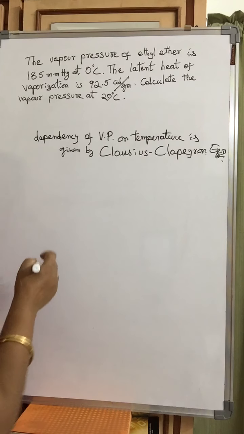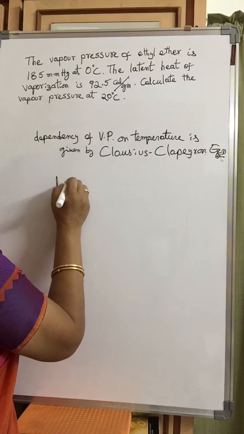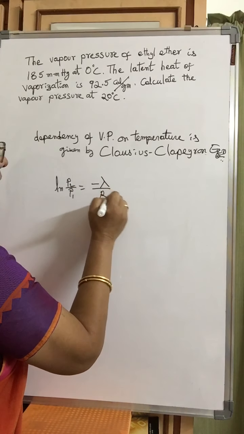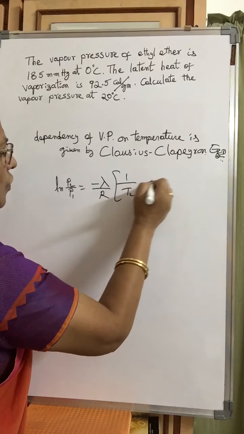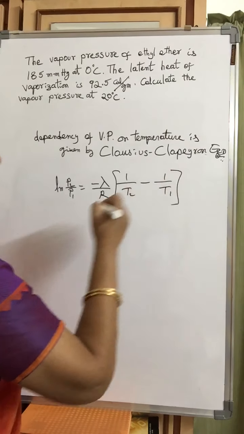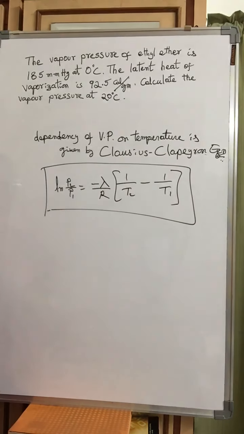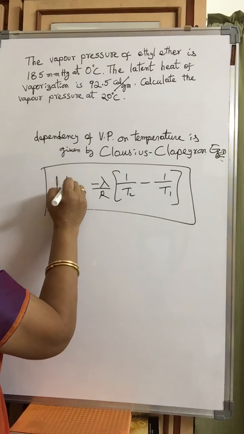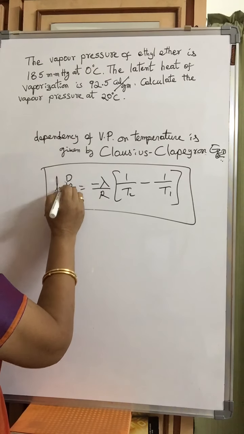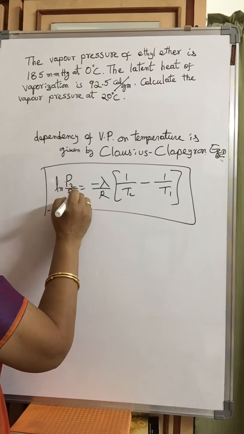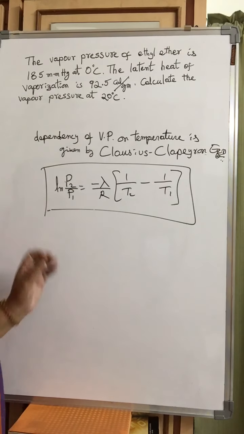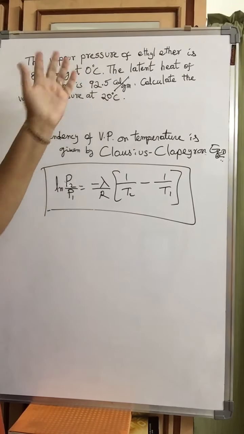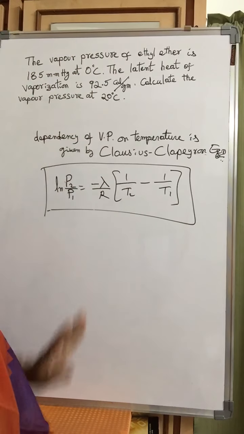The Clausius Clapeyron equation is ln P2 by P1 equal to minus lambda by R into (1 by T2 minus 1 by T1). This is the Clausius Clapeyron equation. First we will discuss this equation before solving this problem. Then it is simple substitution only.